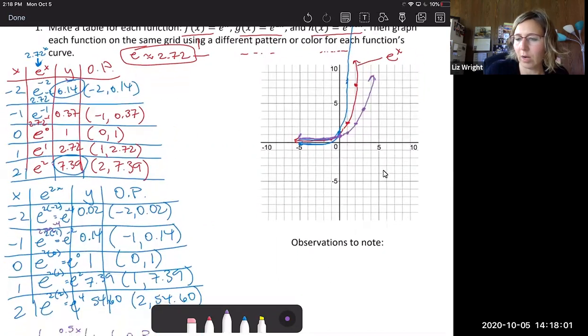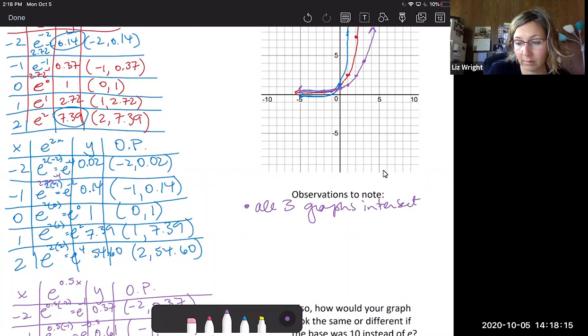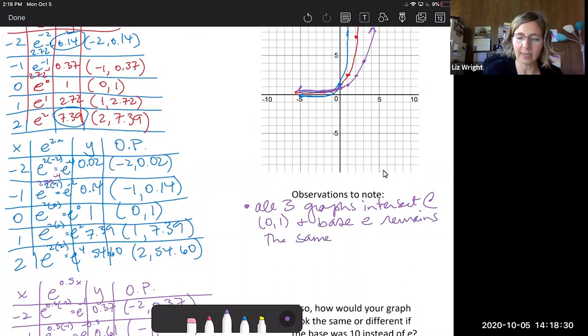Okay, so observations to note. All 3 graphs still intersect at 0, 1. And base e remains the same. Well, why did I even point that out? Because I'm hoping that you notice that this time we've got a stretch going on. So our graph is stretching and getting wider and then kind of compressing.